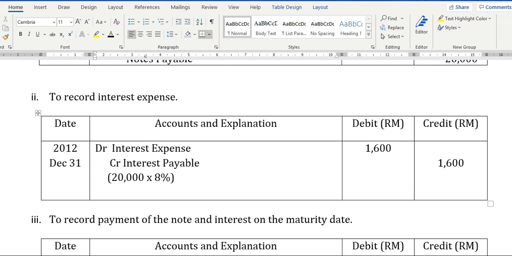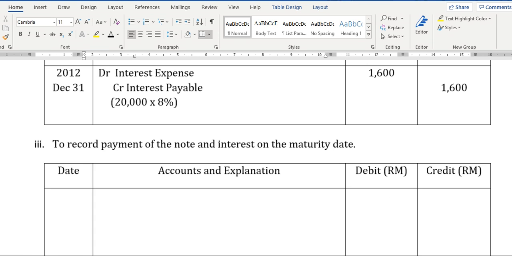This entry will be done every year until you reach the maturity date. So you'll be doing this entry to record the interest expense in 2012, 2013, 2014 and 2015. Do I need to record the same entry in 2016? No, because on 31st of December 2016 I'll be settling my notes payable, so the payments will be made on the spot.